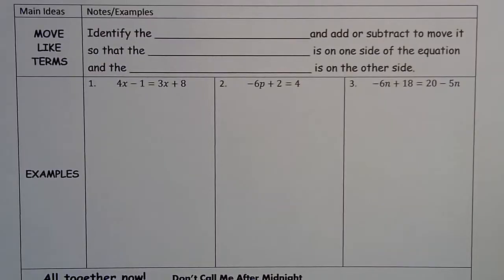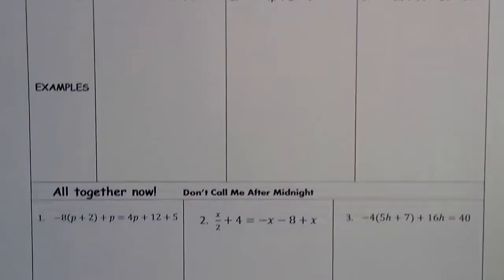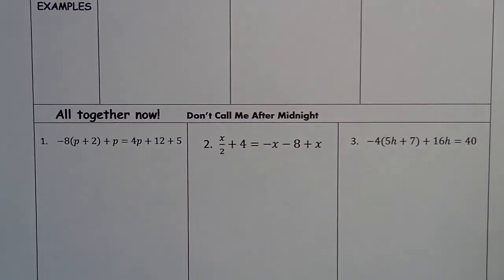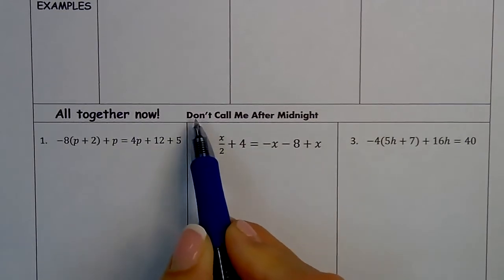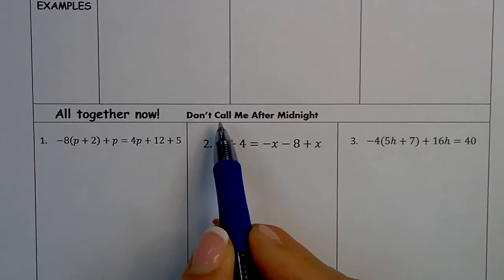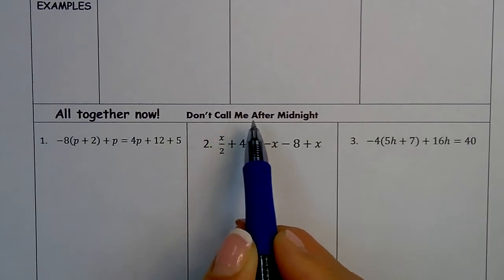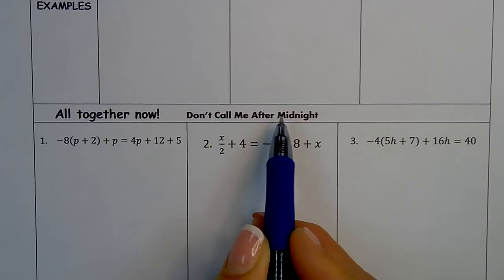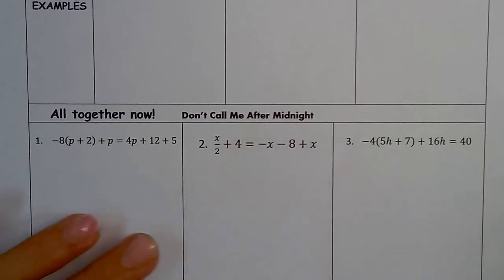This is part 2 of how to solve multi-step equations. So we were using the mnemonic, don't call me after midnight. We already have covered the D, which stands for distribute, and the C for combine like terms. And so this video is going to cover the last 3 steps, which is move terms, add, subtract, multiply, divide.